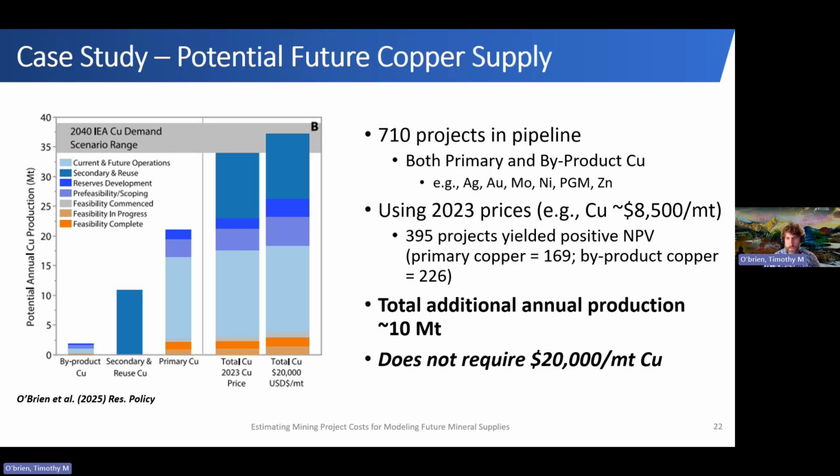And yeah, if you use that $20,000 per metric ton copper, we do get higher production, but that does not necessarily mean that we have to have it to be able to meet these demand scenarios.